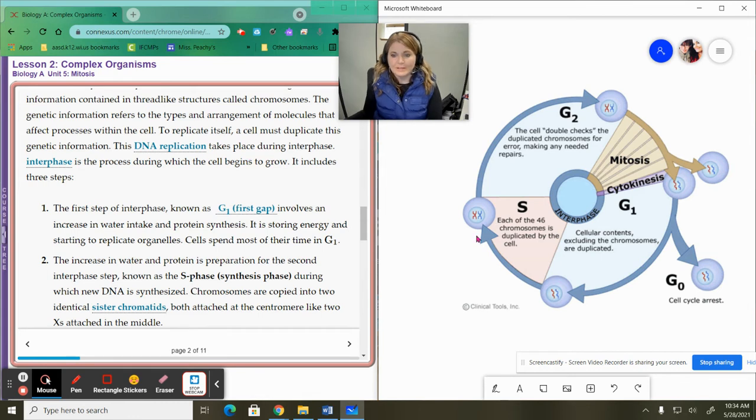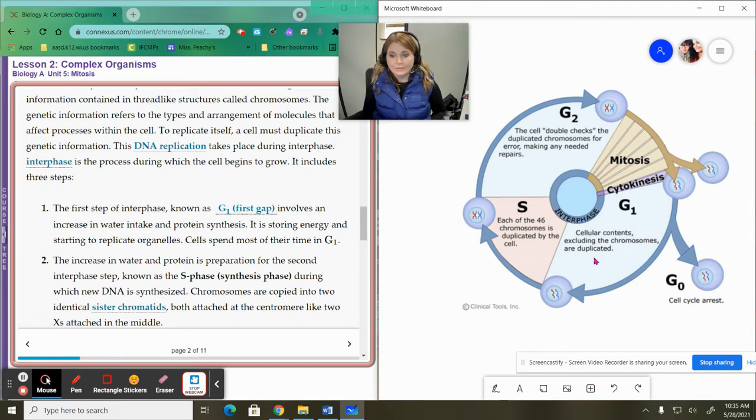We have DNA replication that happens in this part. That's the S phase. So each of the 46 chromosomes is duplicated by the cell. That's happening during interphase, and interphase is basically all the blue and this little bit of pinkish red color. Everything except for mitosis is considered interphase. Again, we talked about this in the last couple of lessons. The first step of interphase is the G1 phase, the first gap or gap 1 phase. This is where the cell is growing. Sometimes we call this the growth phase, the G standing for growth.